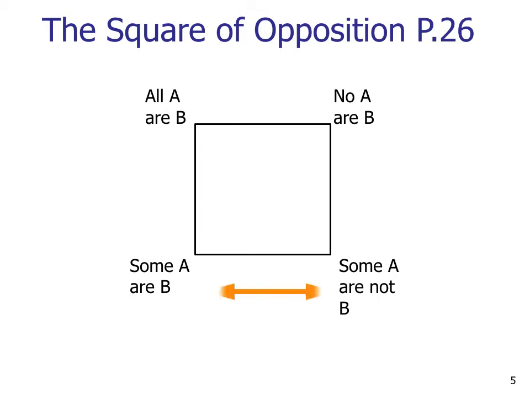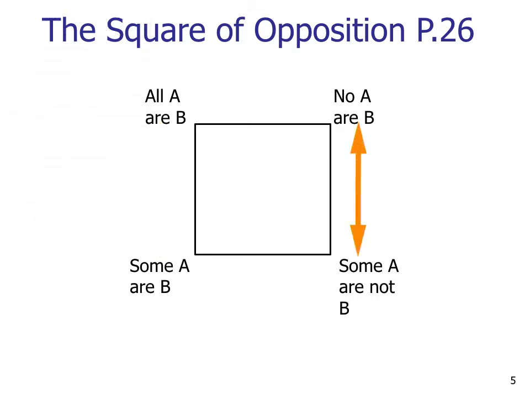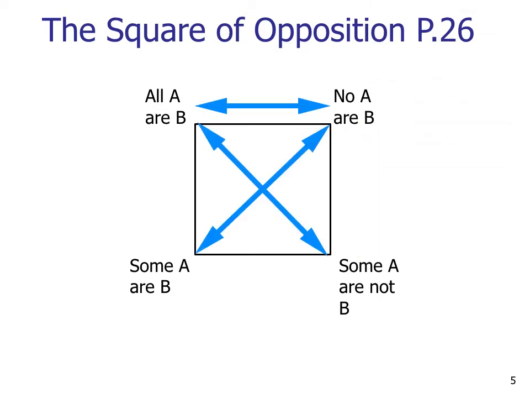For the purposes of this class, this relationship here we're going to call undetermined. And this relationship here, also undetermined. And finally, this relationship also falls in our category of undetermined. So our relationships are contraries and contradictories. Now let's try using these.